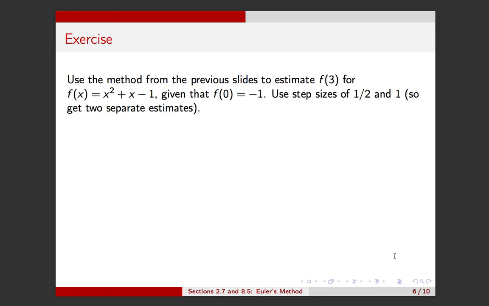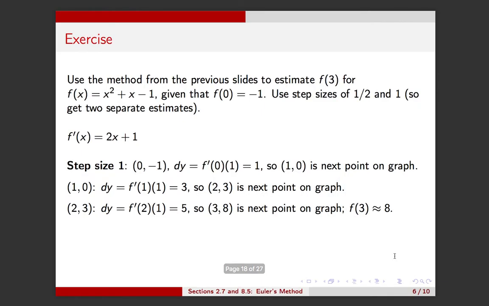All right, so that was a second of my time. I'm not sure how long that took you, but let's walk through one of the solutions. We know the derivative f prime is 2x plus 1. So here are the computations for step size 1. So you're at 0, negative 1. The change in y is f prime of 0 times 1, which is 1. Here's your step size, right? F prime of 0 is 1. So you have 1 times 1.